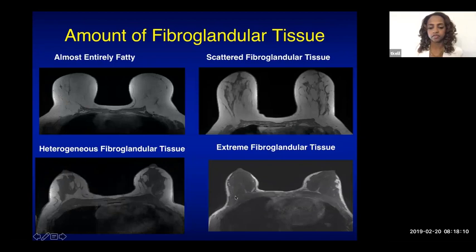On mammography, this is what we would call an extremely dense breast, and that would obscure underlying masses. But on MRI, you don't have that problem, meaning even in dense breasts, if there's an enhancing mass, you're going to be able to see the finding.